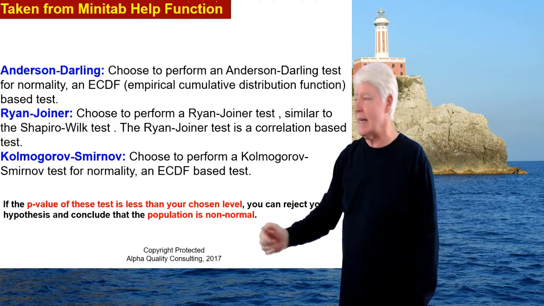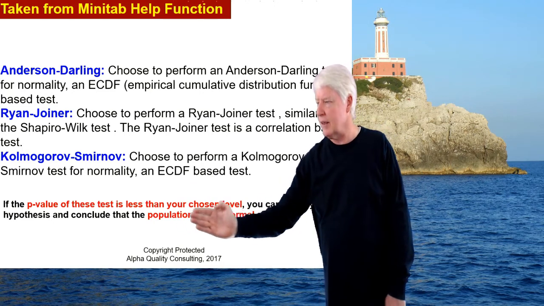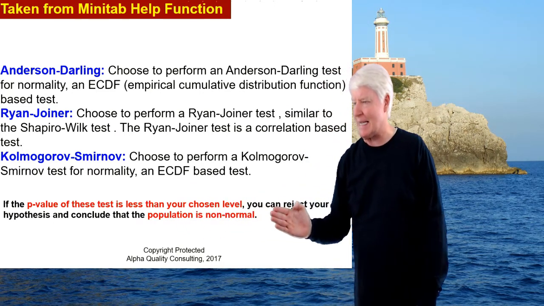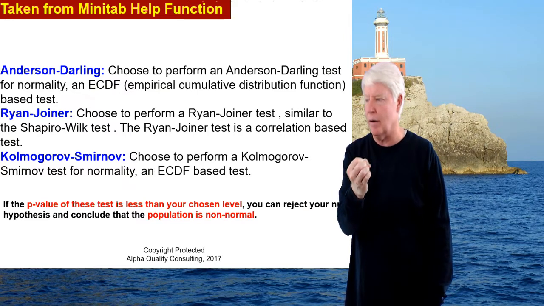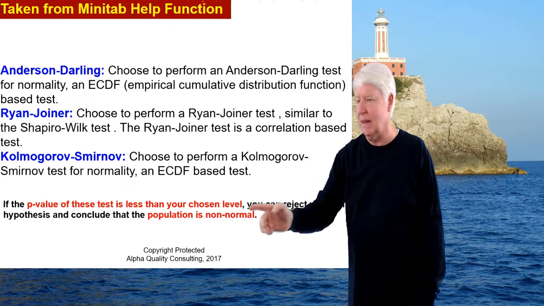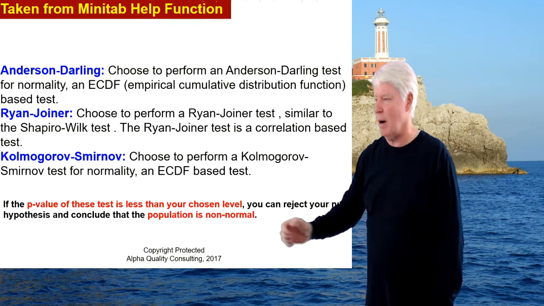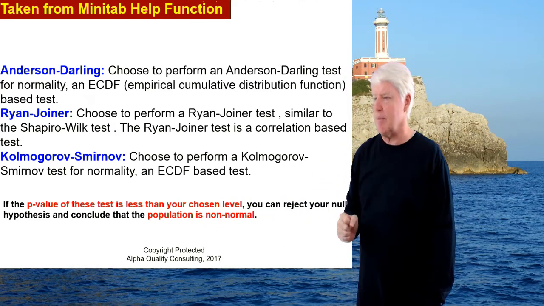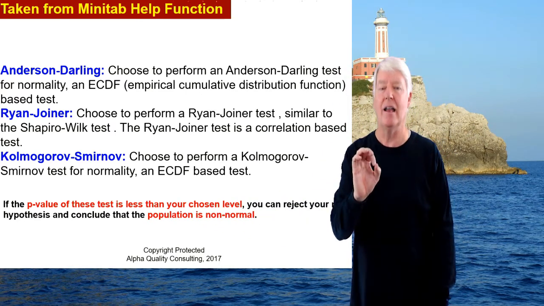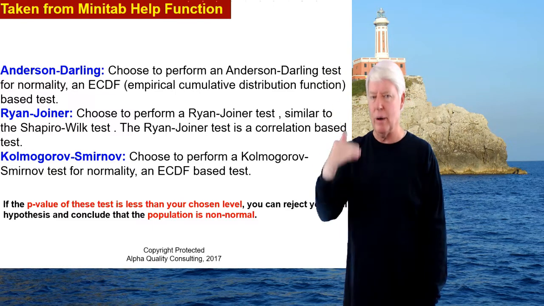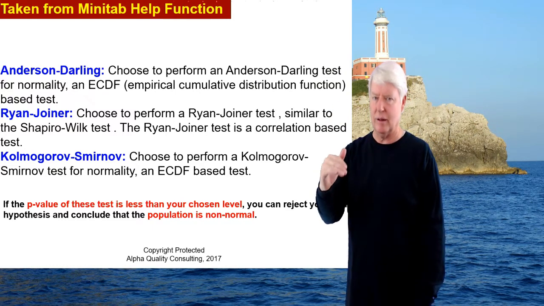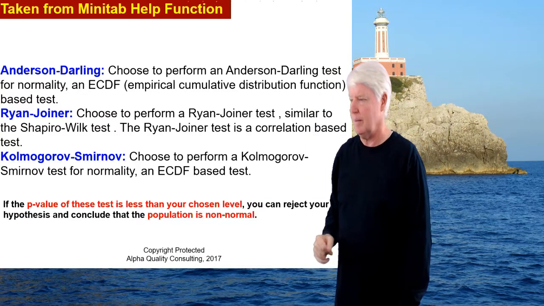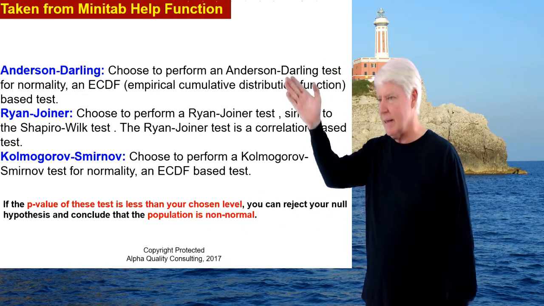However, I will say this. On all these tests, if the p-value of these tests is less than your chosen level, so if I choose 5%, 0.05, and it's below that level, you can reject your null hypothesis and conclude that the population is non-normal. So if it's below your critical p-value, then it's non-normal. If it's above it, you accept it as normal. And that's on all of these tests.